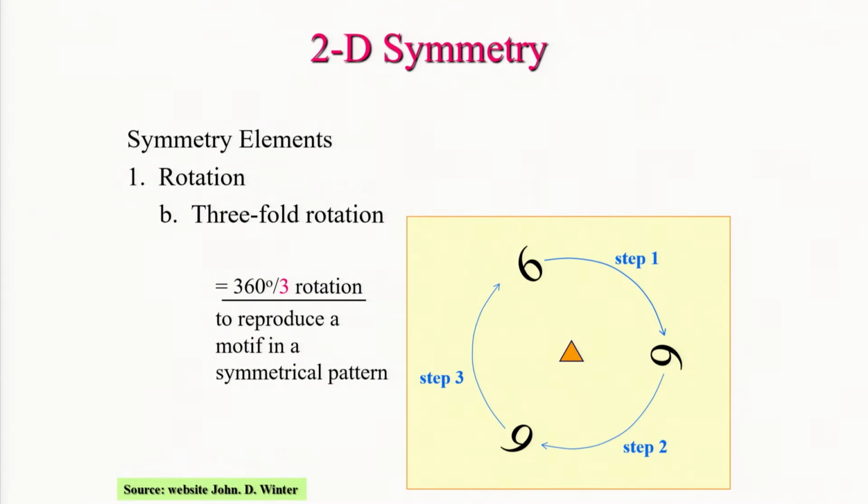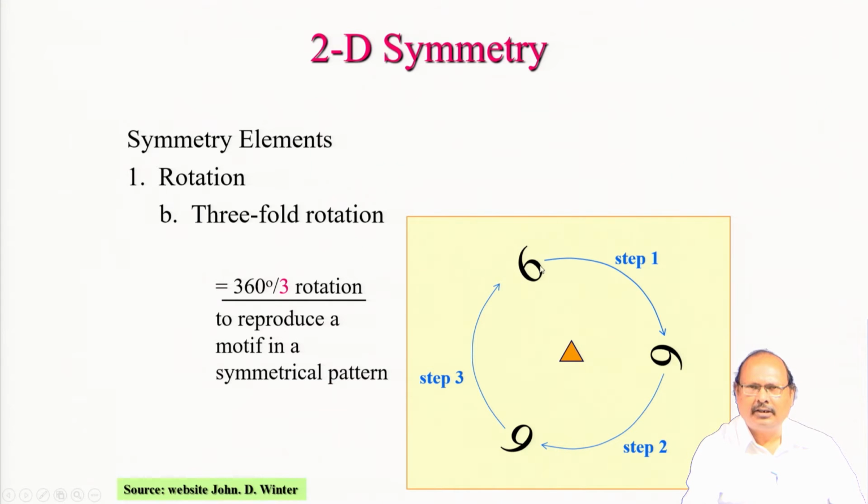Now, let us consider another type of rotation axis called the three-fold axis of rotation. What will be the repeat angle here? The repeat angle will be, as I told you, 360 divided by the foldedness. Here the foldedness is 3, so the repeat angle will be 120 degrees. So, what will happen here?